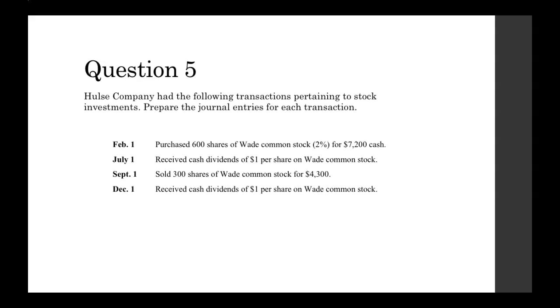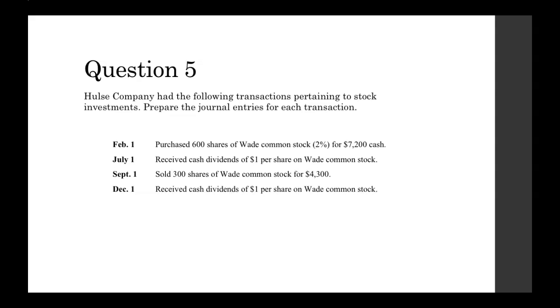So now question number 5. Question 5 says Hulse Company had the following transactions pertaining to stock investments. Prepare the journal entries for each transaction. So, you are now on the other side of the transaction, right? Back in question number 2, we were the ones issuing the stock. Now, we are the ones investing in other companies.